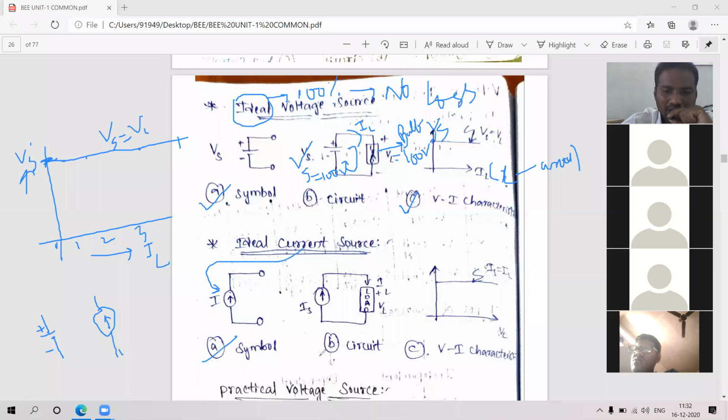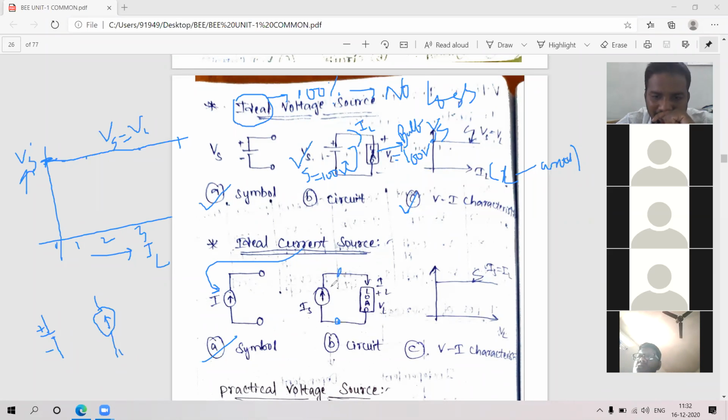Now I am making it a circuit, which means a closed path should be there. In the symbol there is an open circuit. Now I am connecting a load like a bulb, fan or any other thing to the current source. What happens? Current will be flowing or not? Current will be flowing.